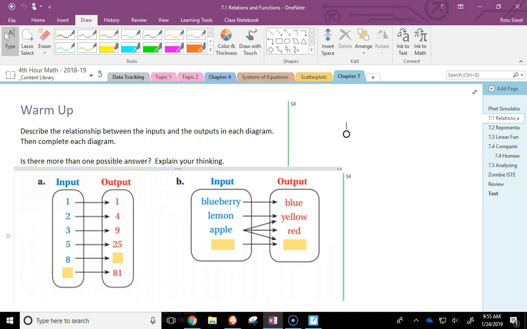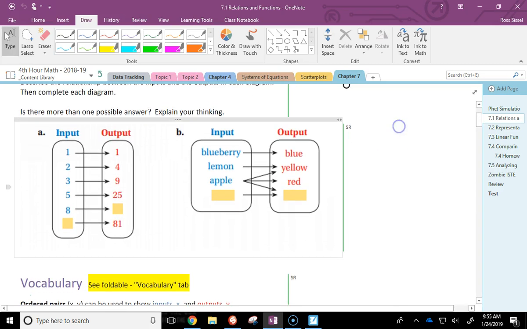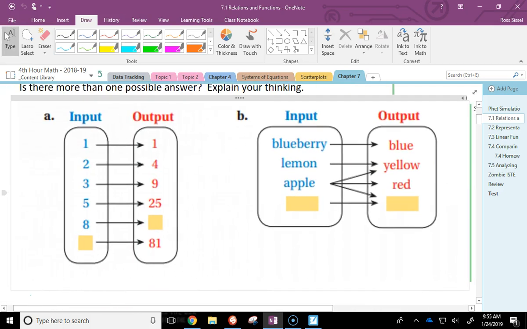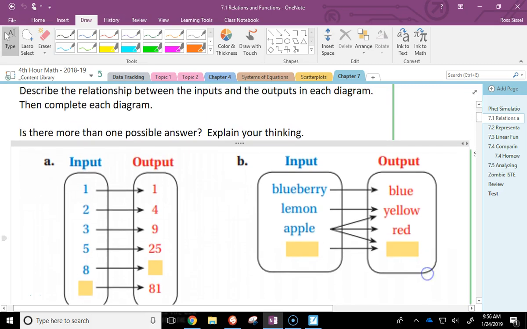So, first one, describe the relationship. If I have, on this first one, an input of 1, the output came out as 1. Input was 2, the output was 4. 3 went in, 9 came out. 5 went in, 25 came out. What is the relationship between my input and my output? Mainly, what's happening here? You're timesing it by yourself. Very good. So if I use x to do it, it's like x squared.